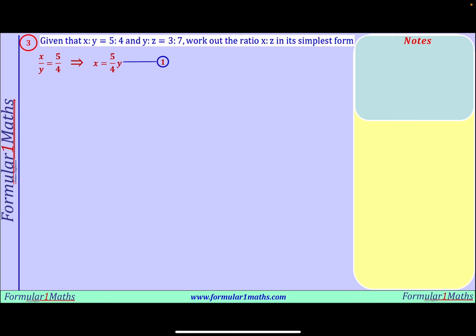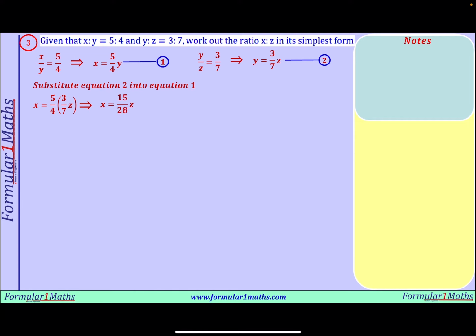Now we do the same thing for the second equation. Then we'll make y the subject to get y equals 3 over 7 z. And then we label it as equation 2. We now go and substitute equation 2 in equation 1. And so when we do that, we are going to get 5 over 4 brackets 3 over 7 z. Then we expand the brackets to get 15 over 28 z.